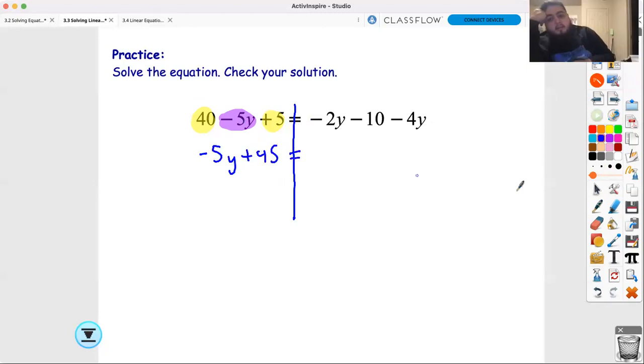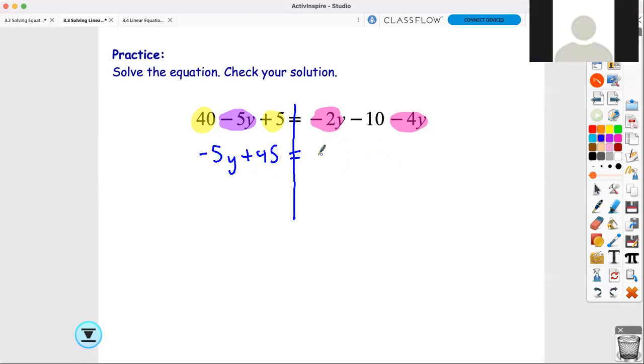Okay, on the right side, what like terms do we have? -2y and -4y, right? So if you owe me 2 y's, Nick, and you're like, Pacheco, I need 4 more y's, how many are you going to owe me after I give you those 4? 6, right? -6y. And then can I combine the -10 with anything else?